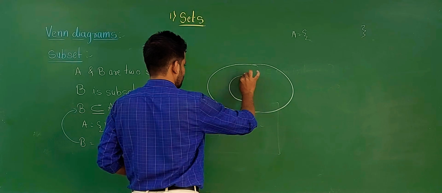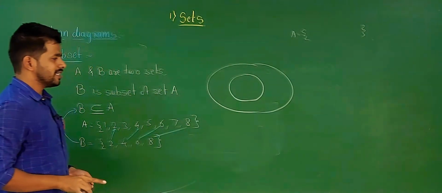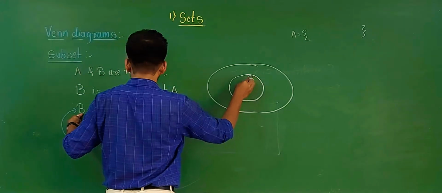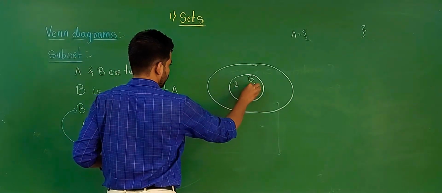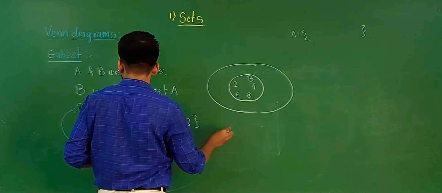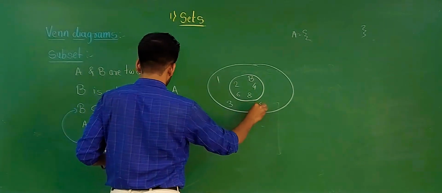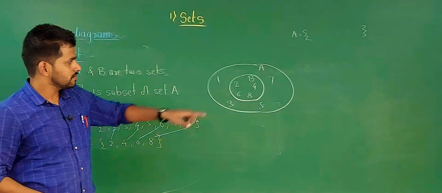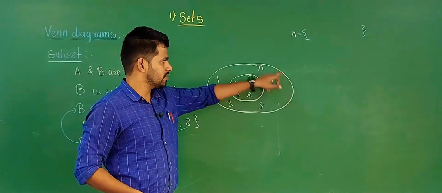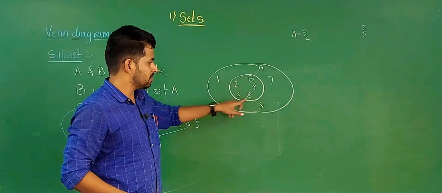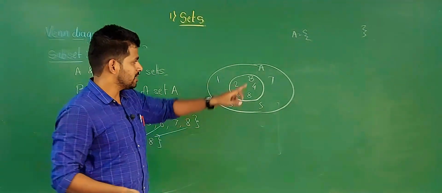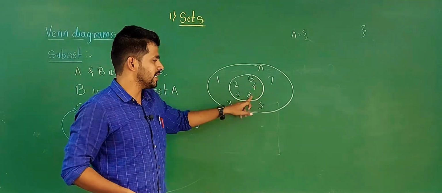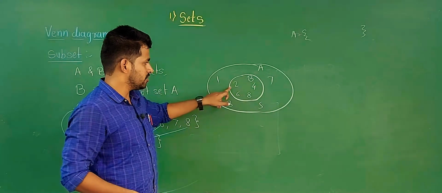Another one is circle. Whose set is subset? That is B, so we write it in here. That is B, so here 2 4 6 and 8, and the remaining elements, that is 1 3 5 and 7, we have to give here A. So let's see, A is this closed figure, so in that closed figure this small circle also comes. That's why A is equal to 1 2 3 4 5 6 7 and 8, but B is here only, that is 2 4 6 8.